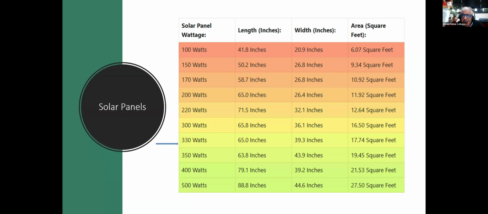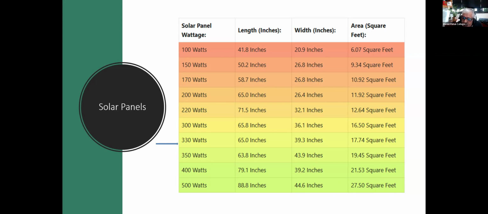So here is the solar panel wattage. If you have a 100 watt solar panel, it's 41.8 inch by 20.9 inch. It's about 6 square feet. So if you have 6 square feet of roof, you can put in a solar panel with 100 watt generation. If you go all the way down to the bottom line, for a 500 watt system, it's 27.5 square feet.